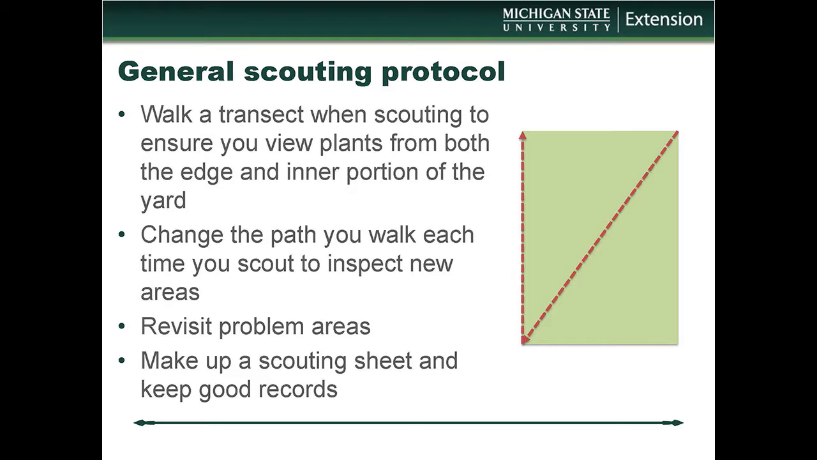It's good to change the path that you walk each time you scout to inspect new areas, so we're not missing something over here in the corner because we don't ever walk to the far end of the field. Revisit problem areas that you've had. This almost always happens. You end up with that one hot spot where you always have mites, or that one area where you always find the first potato leafhopper. Those are good ways to maximize your scouting time, to check those areas. And again, making up a scouting sheet and keeping good records.